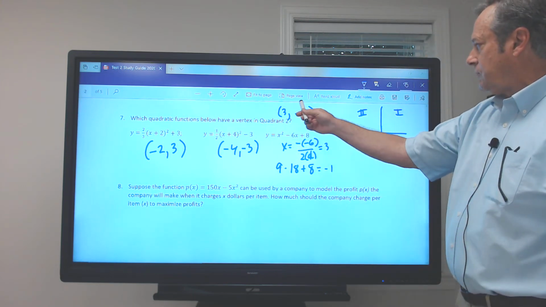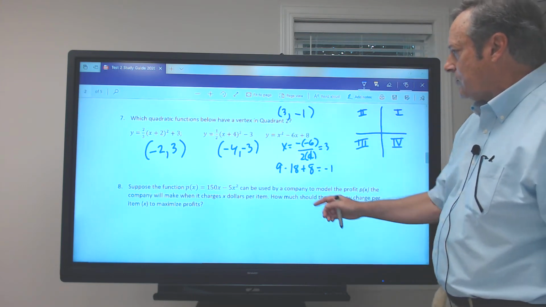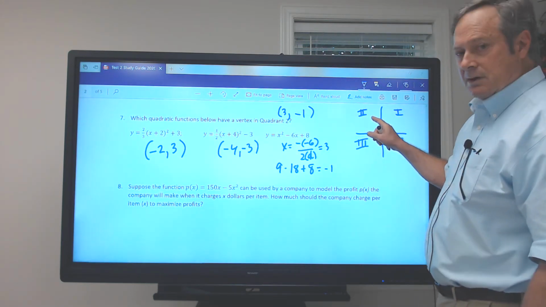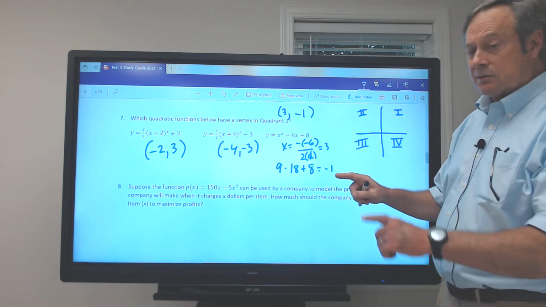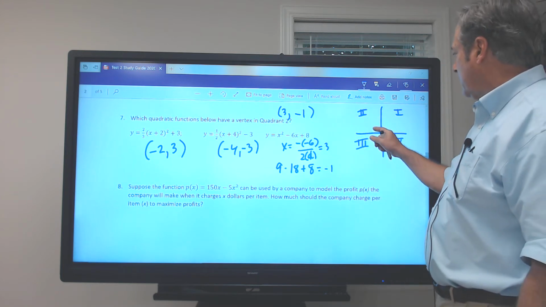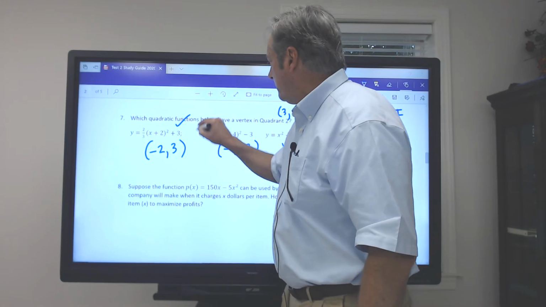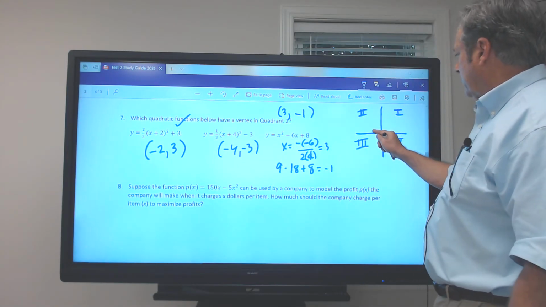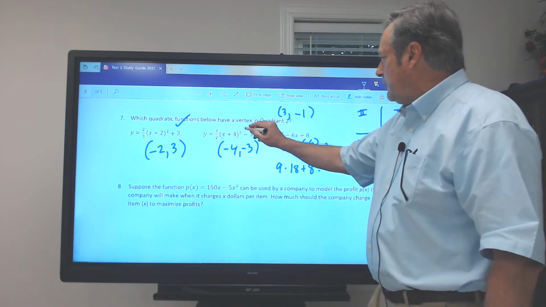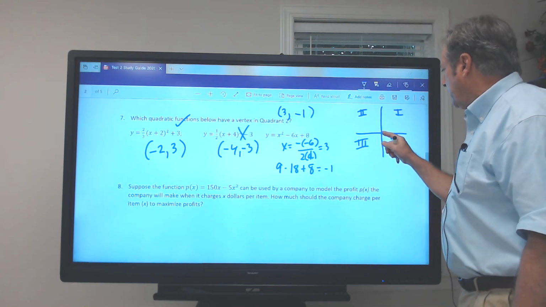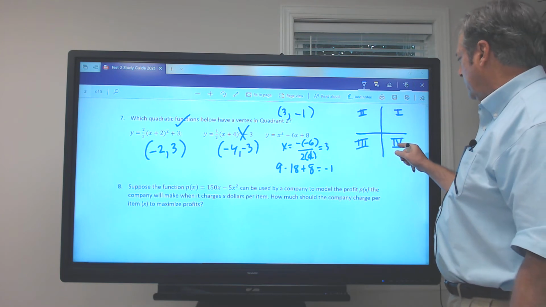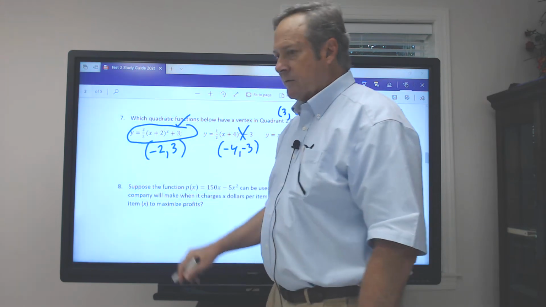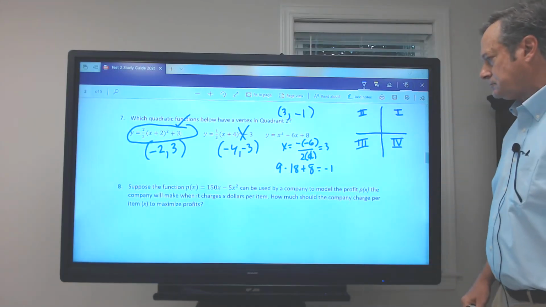Now, which of these vertices lands in quadrant 4? Well, (-2, 3) would be up here, quadrant 2. Oh, that's what we're looking for, not quadrant 4. All right, so (-2, 3). So yes, this one would definitely be there. How about (-4, -3)? That would go here and then down. So no, that's not there. How about (3, -1)? No, that's not, because that's down in quadrant 4. So it turns out that's the only one that has a vertex in quadrant 2.